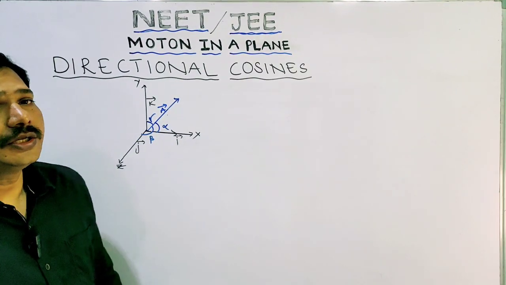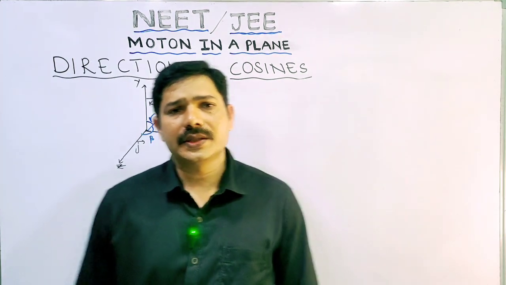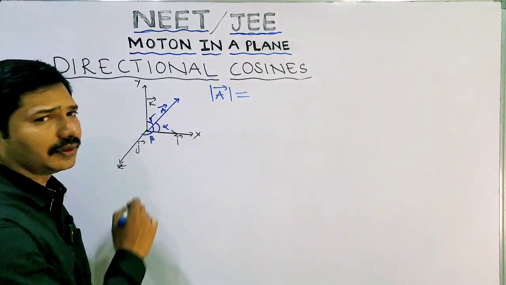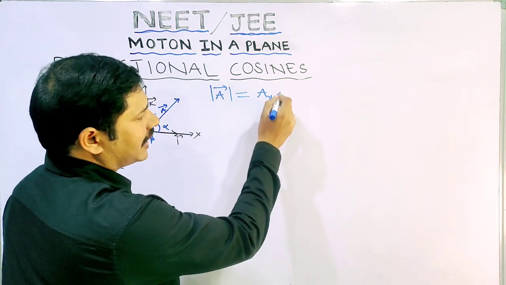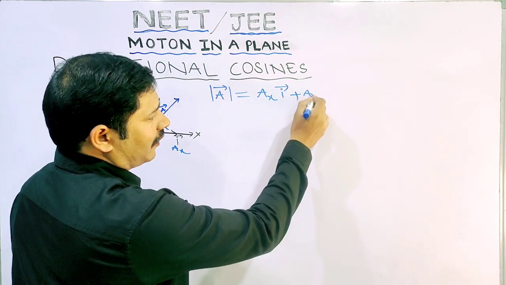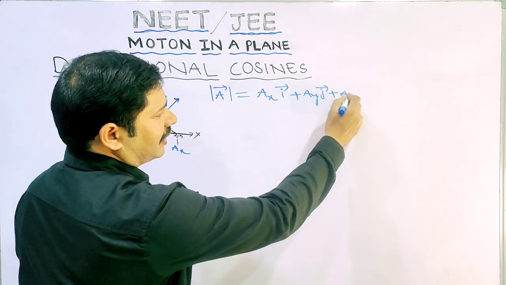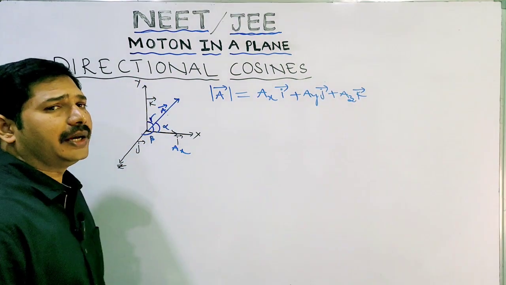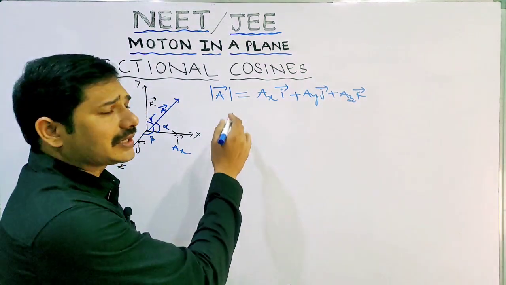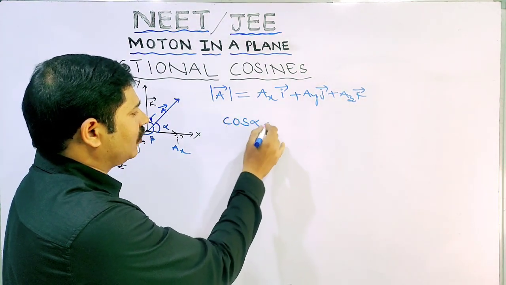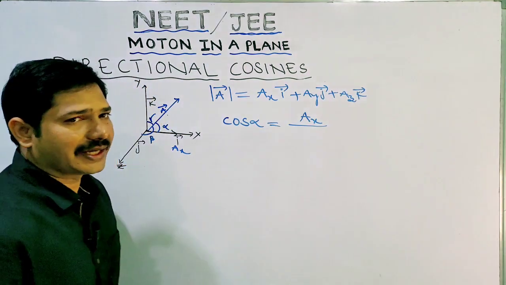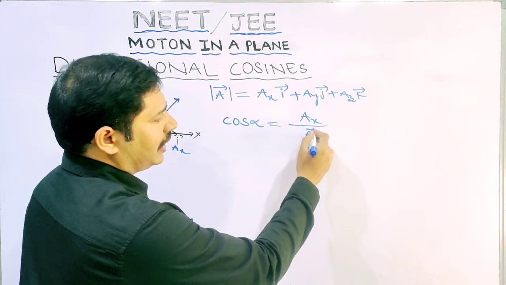Here the cosines of the angles. The magnitude of this vector we just discussed: mod of a bar equals ax i bar, the x-axis component I'm calling ax, plus ay j bar for the y-axis, and az k bar for the z-axis. Here I'm taking the directional cosines as L, M, N. Cos alpha equals the x component ax, but the total magnitude is mod of a bar.